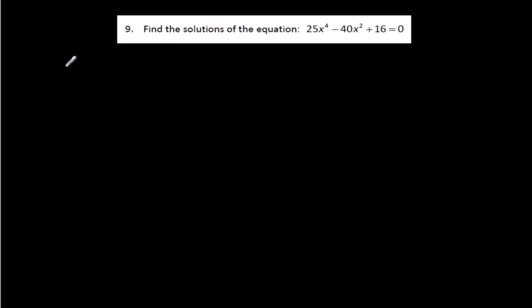Number 9. Find the solutions of the equation. Well, it's in a quadratic form because it goes x to the 4th to an x squared down to the constant. The thing that you should notice is that if this and this are both perfect squares, the first thing you should check is to see if it's a perfect square trinomial. The square root of this is 5x squared, and the square root of that is 4. 5x squared times 4 is 20x squared. If you double that, you get 40x squared. So it is a perfect square trinomial. So how would you write that?